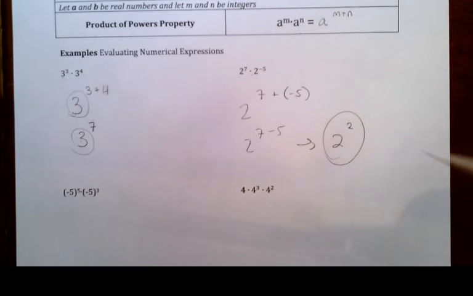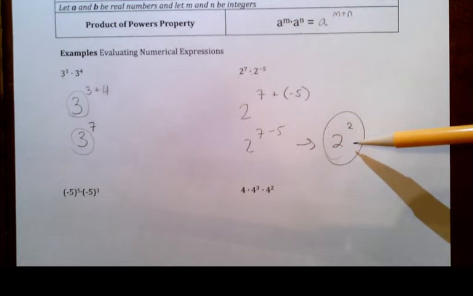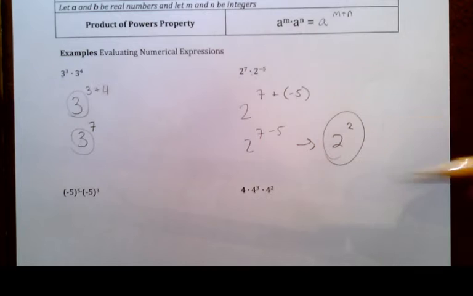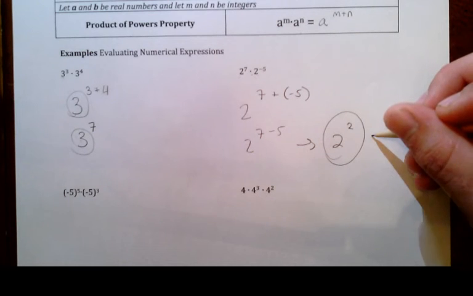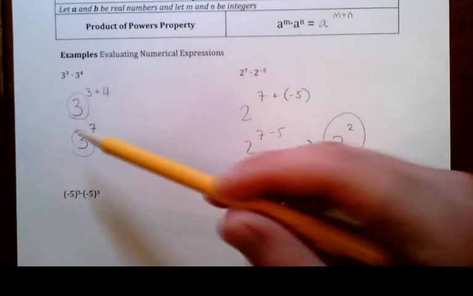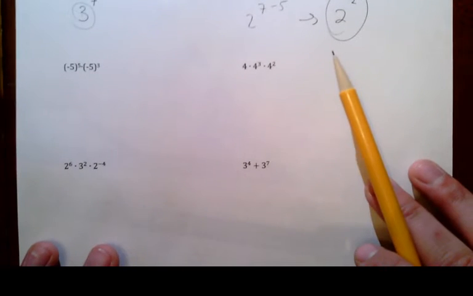Another thing I want you to notice is that I'm not simplifying this any further. We're going to see why next week, while this is very crucial to stop here. Of course, you could write this as 4, but I want you to leave it as 2 squared, in this example, 3 to the 7th. Let's take a look at these examples.